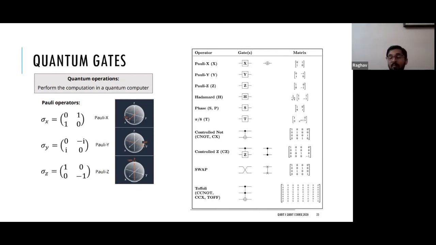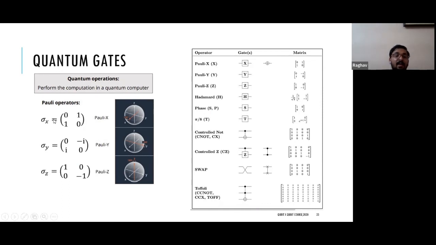And I would like to point out one more thing: unlike classical gates, quantum gates are reversible. So they do not have any loss of information while being implemented. For example, if you implement an OR gate and the output is 1, you can say what the inputs are. It can be 0,1, 1,0, or 1,1. But in a quantum gate, you can tell exactly what the inputs are.